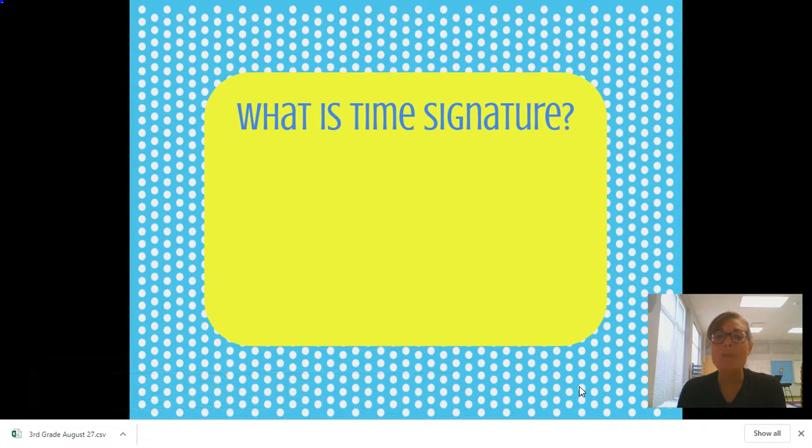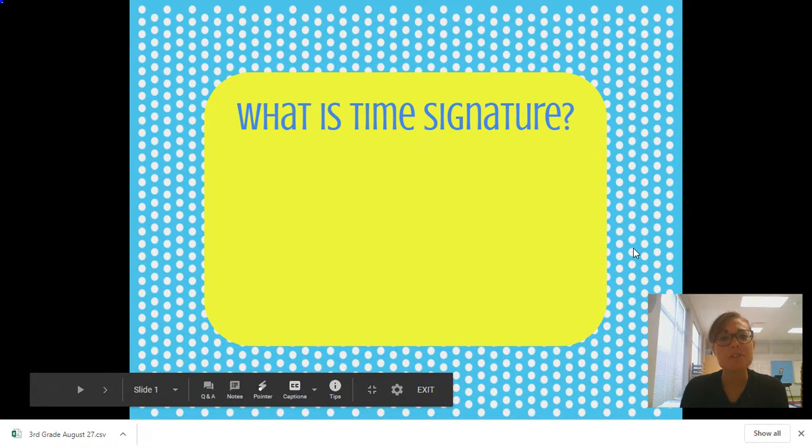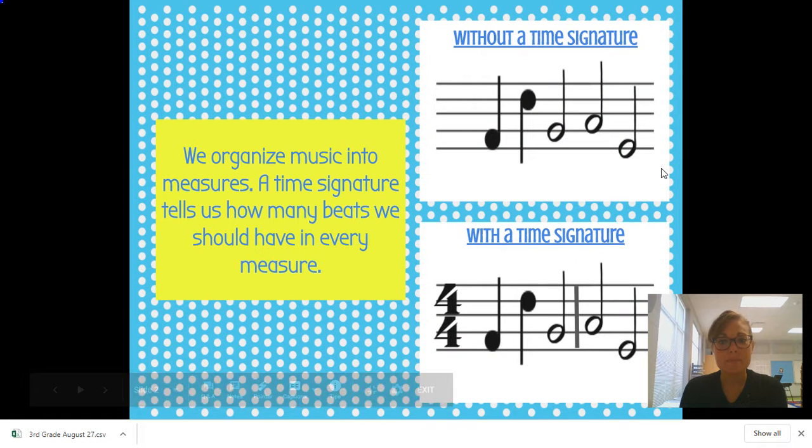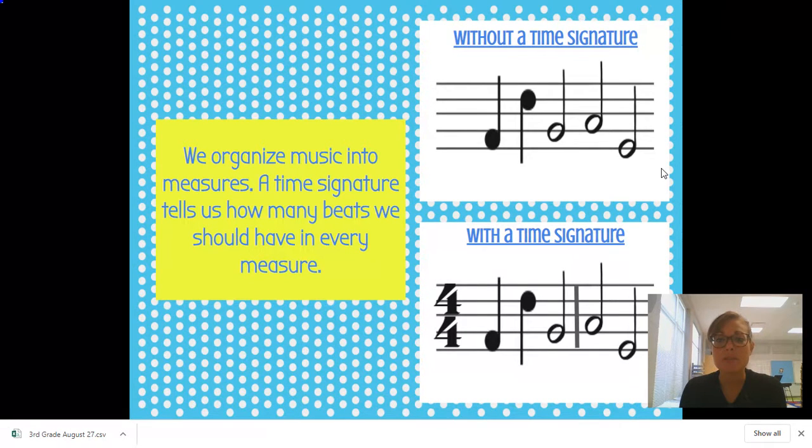Last time we began talking about time signatures, and we are going to continue with that lesson. First, let's review. We organize music into measures, and a time signature tells us how many beats we should have in every measure.